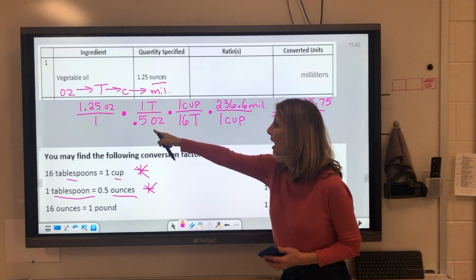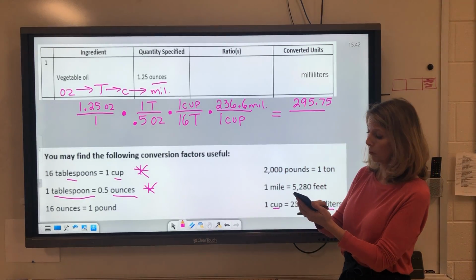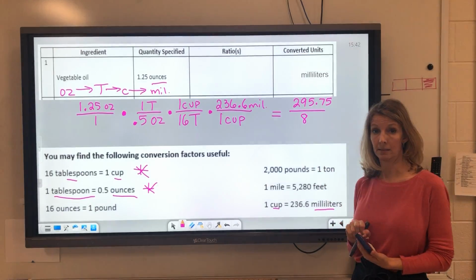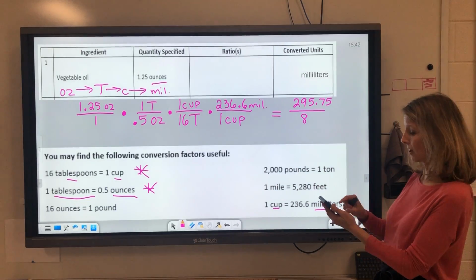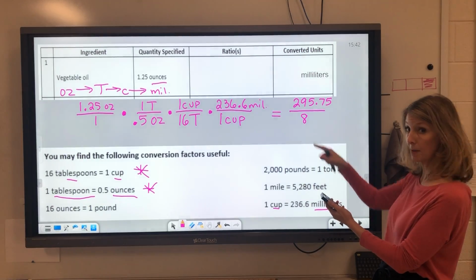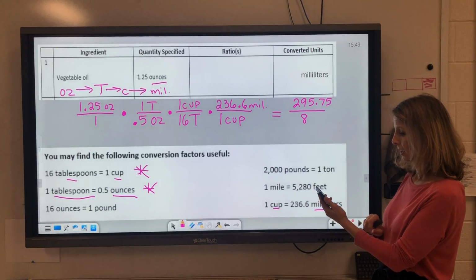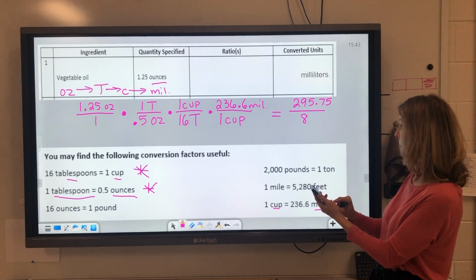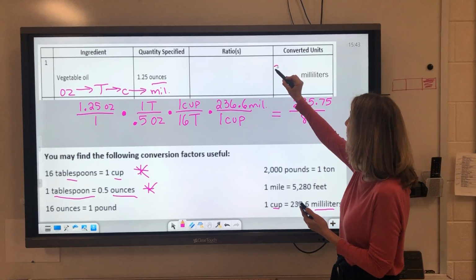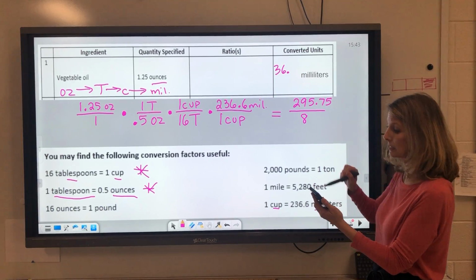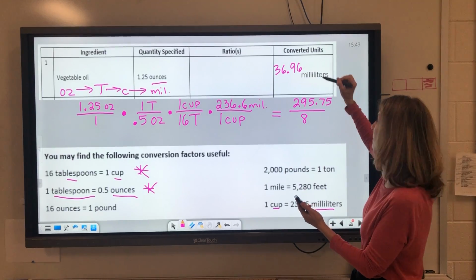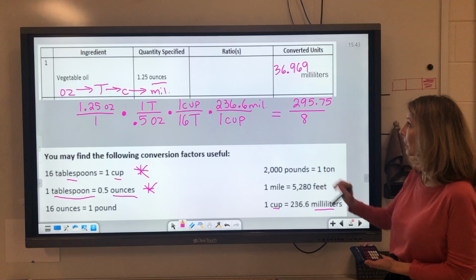Now I'm looking at the bottom. On the bottom, I have 0.5 times 16. And I got 8. All right, so now I'm just dividing my 295.75 divided by my 8. And I got 36 point, oh, it's kind of a long one, 96, it keeps going, so we'll round it off with a 9, okay, milliliters.